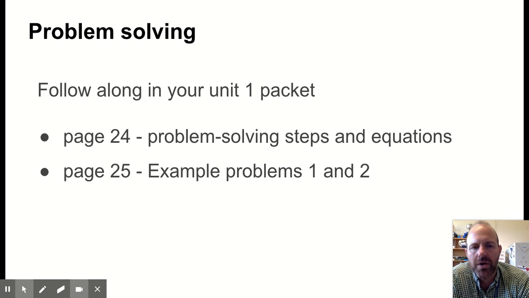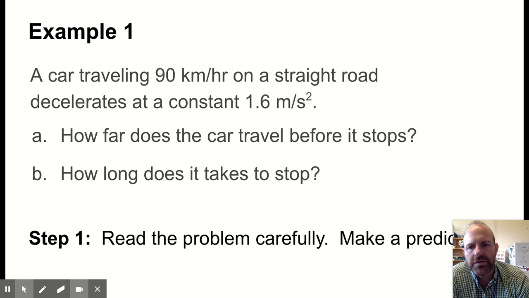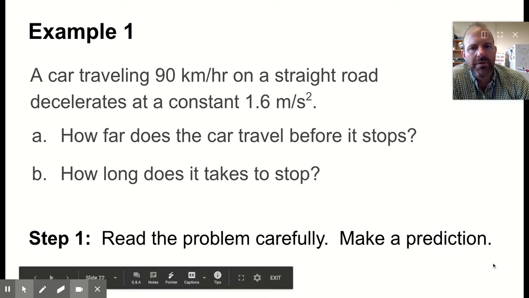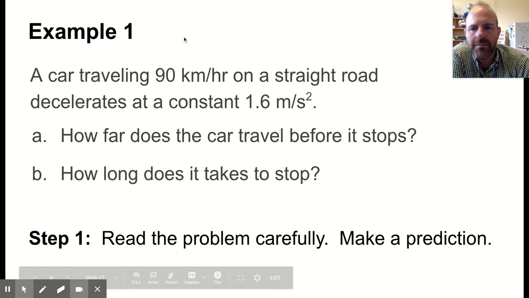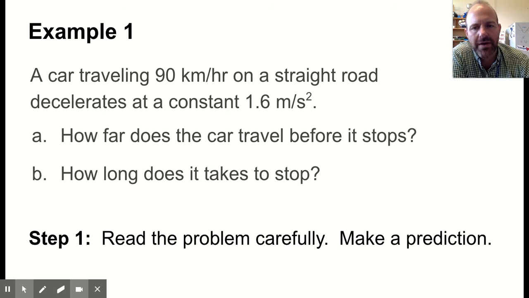So page 25 has a couple of example problems, which I'm going to go through now, and you can follow along if you like. So first example: a car traveling 90 kilometers per hour on a straight road slows down. There's that decelerate word I don't really love, but it is valid here. It just means slow down at a constant 1.6 meters per second squared. How far does the car travel before it stops, and how long does it take to stop?